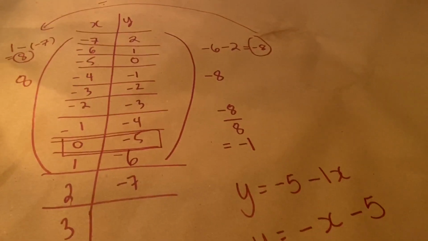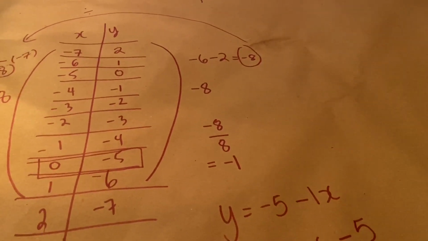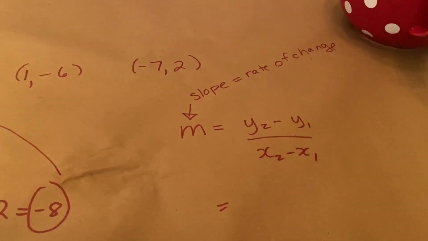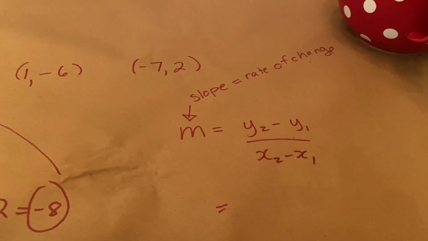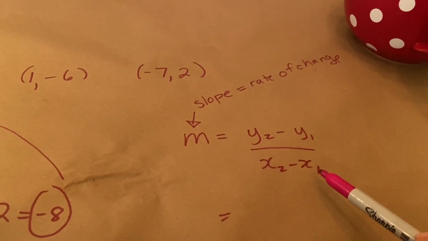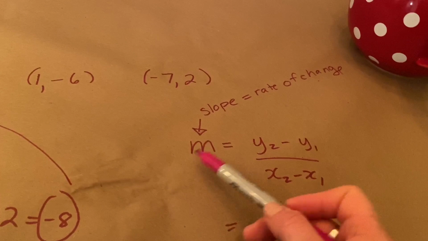Now, we're in grade 10. We want to figure out how to do that with algebra. Here's the equation that we will use, starting today, for finding the slope or the rate of change. The equation is m equals y2 minus y1 over x2 minus x1. And m just means slope.